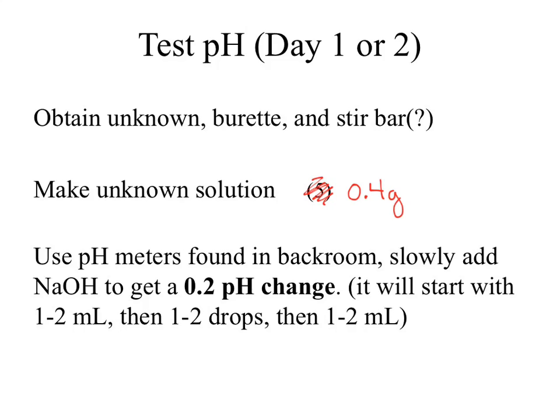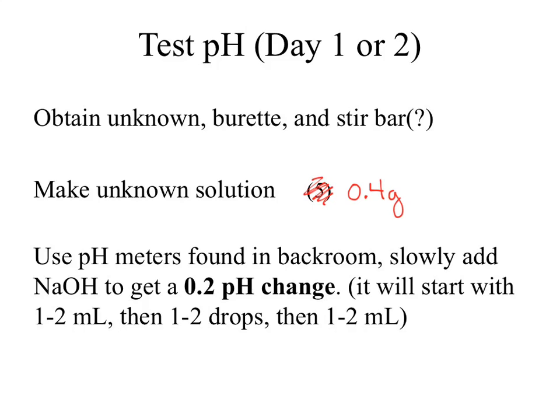As soon as you see the pH go up by that amount, record whatever the pH is and the volume. Then what do you do? Add more base. When it goes up by another 0.2, record the volume. What's your question? The volume of NaOH added.